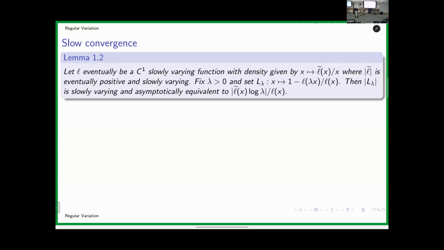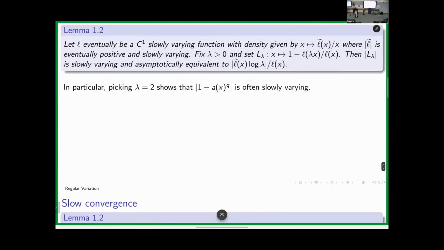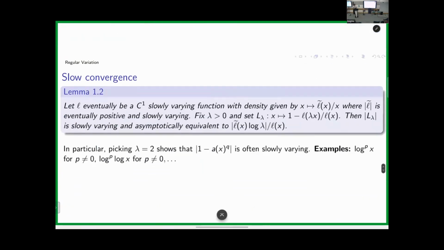Just take it. Okay. And the proof is in fact the dominated convergence theorem or the uniform convergence theorem. Okay. So this is what I was saying: if you pick lambda equals 2, it means this thing will be slowly varying, and you can work with how slow. Okay. We'll get.